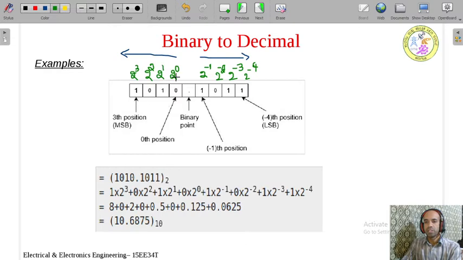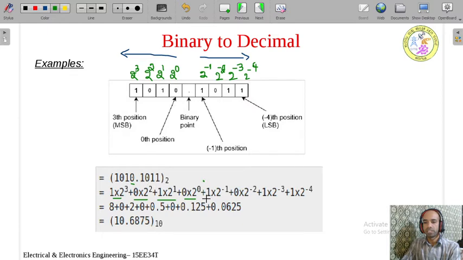Now you multiply the corresponding binary value with the weights and then take the summation. So it is shown here. 0 into 2 to the power of 0. Next 1 into 2 to the power of 1. 0 into 2 power 2, 1 into 2 power 3. You remember the dot, that is nothing but the binary point. Remember, the binary point is available here.